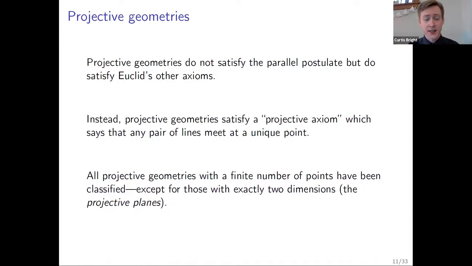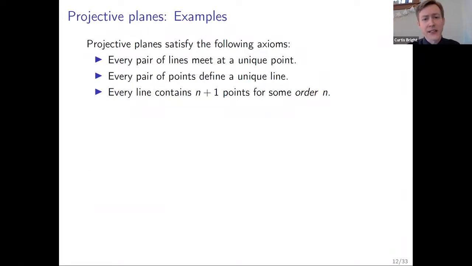Mathematicians have studied this. They've solved the problem in dimensions 1 and 3 and greater. The only case which remains to be solved is exactly when there are 2 dimensions, right? This is known as a projective plane. So let me give you some examples of projective planes. The axioms are actually quite simple. As I have them on the slide here, any pair of lines meet at a unique point. Any pair of points define a unique line. There's an order condition saying every line contains the same number of points.